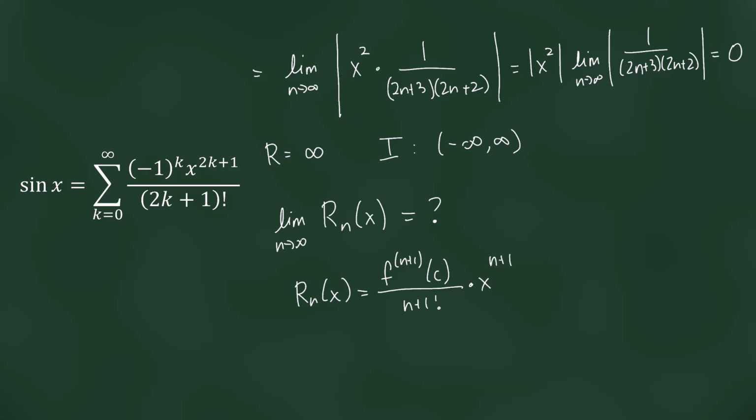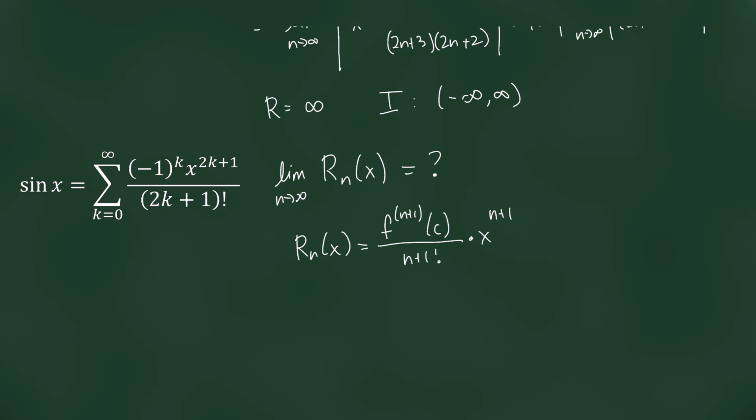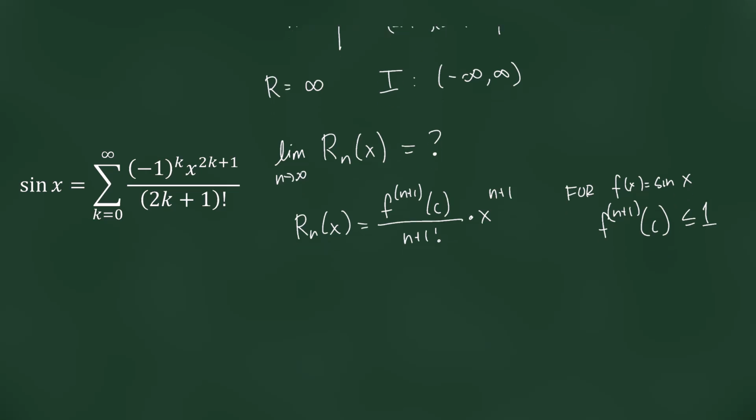We're doing a Maclaurin series at 0. But we know that for f of x equals sine of x, the n plus first derivative at any value c is always less than or equal to 1. Always. Because sine's derivatives are either sine, cosine, negative sine, or negative cosine, and the biggest any of those ever gets is 1. So we know that r sub n of x is less than or equal to 1 over n plus 1 factorial times x to the n plus 1.